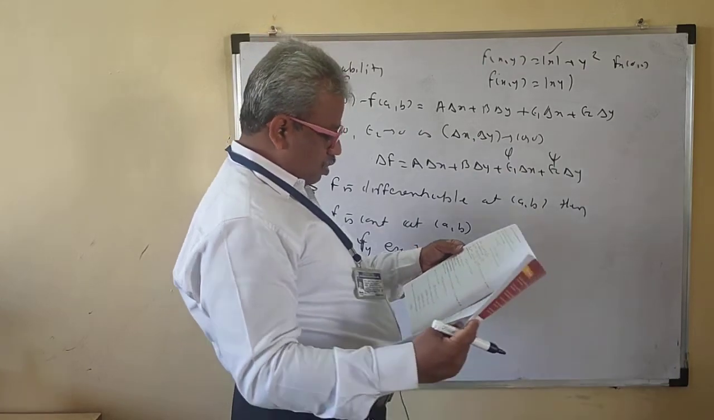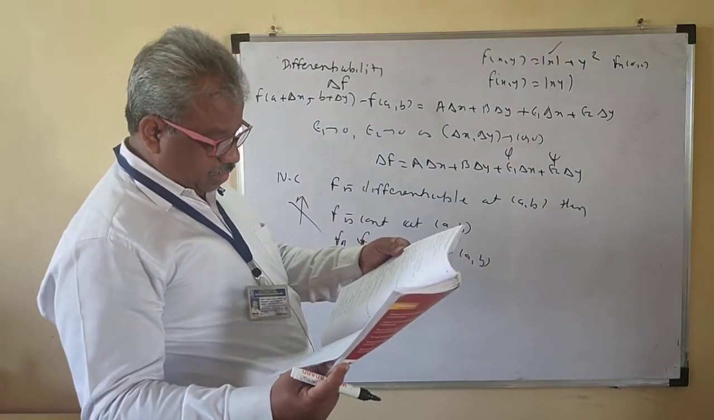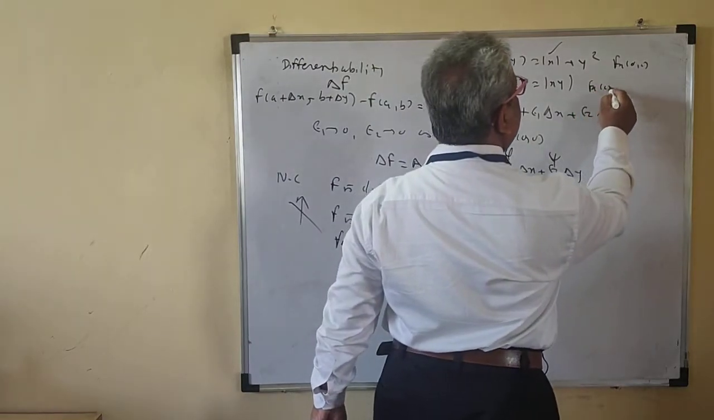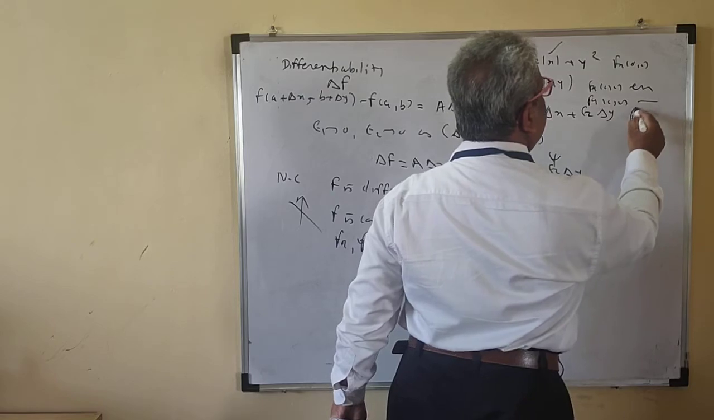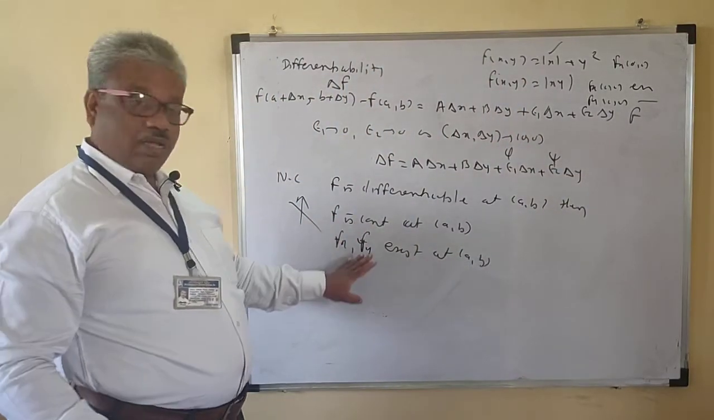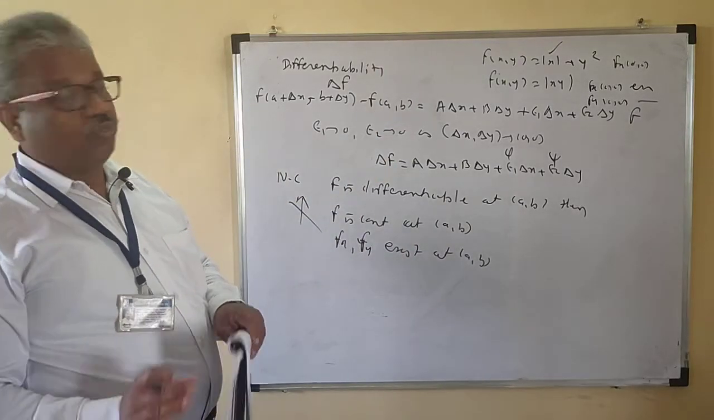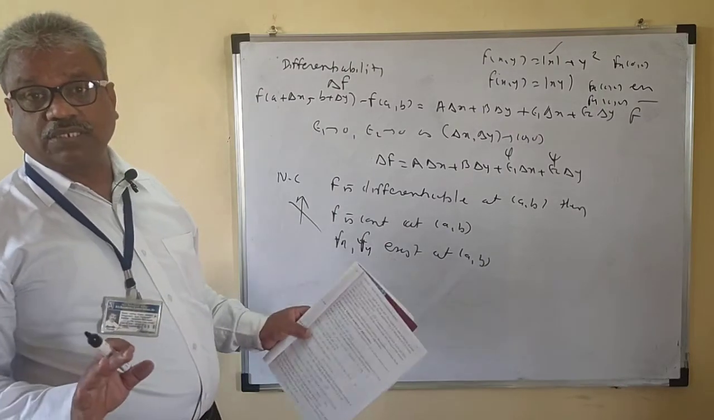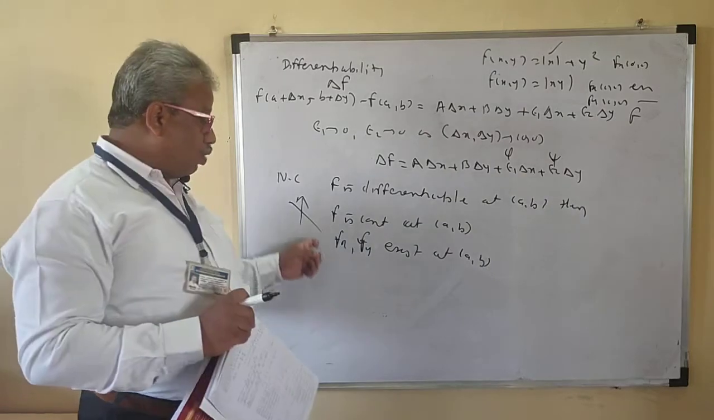here the function is continuous, and the first order partial derivatives also exist. Here f_x(0,0) exists, and f_y(0,0) also exists. The function is continuous, and its first order partial derivatives exist, but that function is not differentiable at the origin. So mod of xy is not differentiable at the origin. Both the first order partial derivatives exist at the origin, and the function is also continuous at the origin. So the converse is not true.